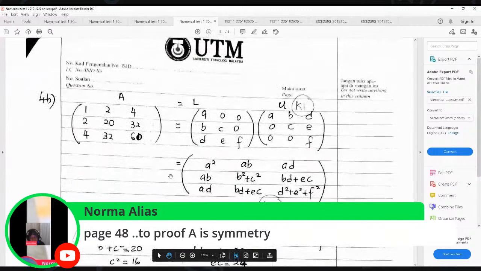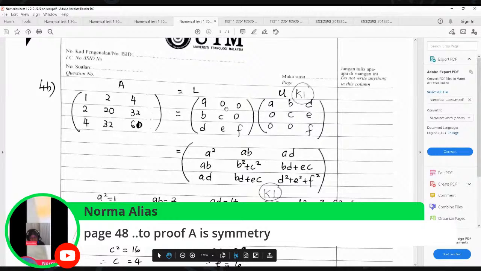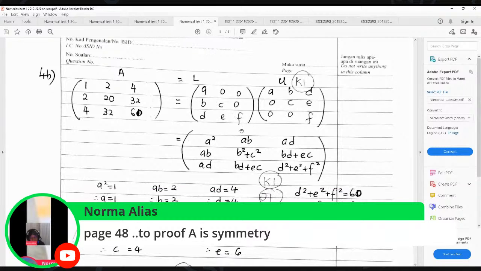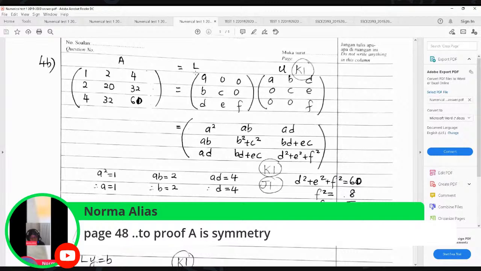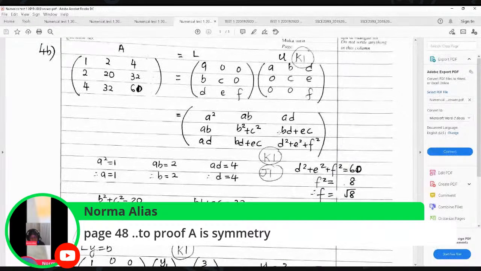What is the Cholesky method that I told you? Lower and upper have similar elements. Lower has all the values and upper is 0, and upper has all the values and lower is 0, but the elements are similar. So how many elements do you need to find? A, B, C, D, E, F, 6 elements. Do the multiplication between L and L transpose. L transpose is upper. And then find the elements.